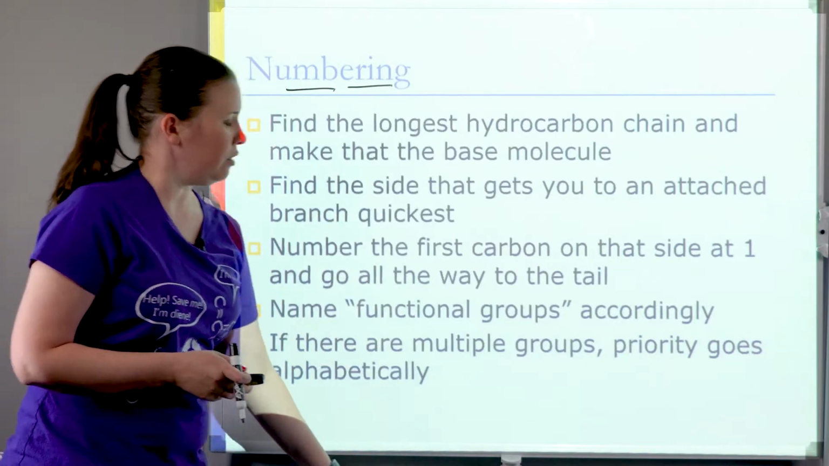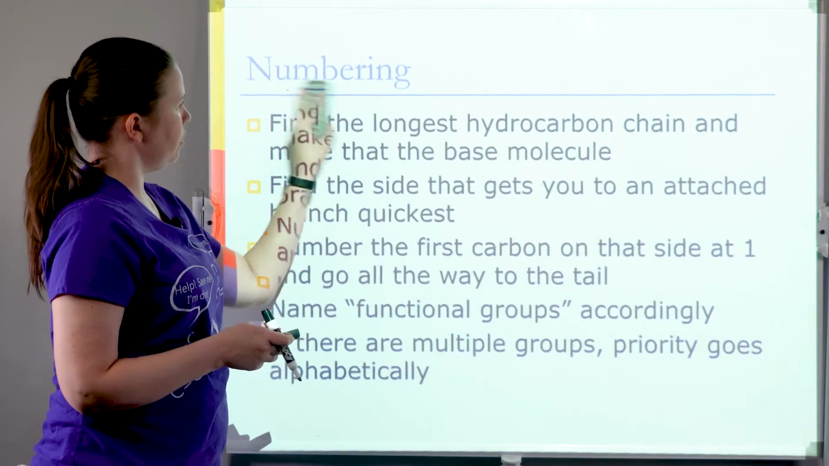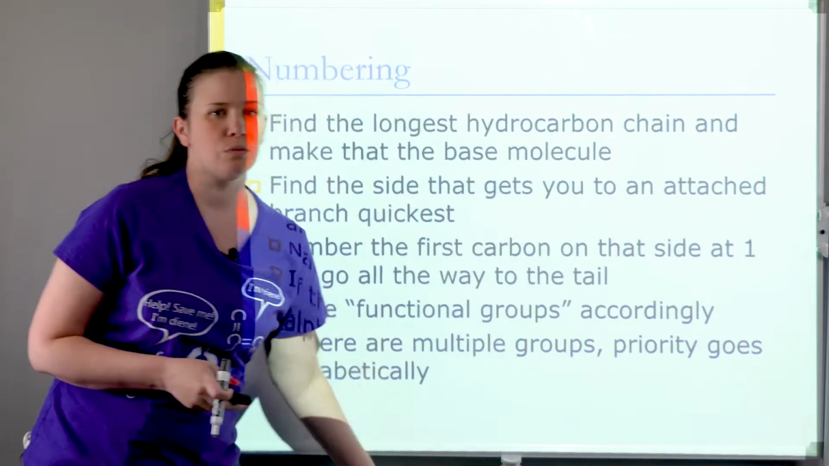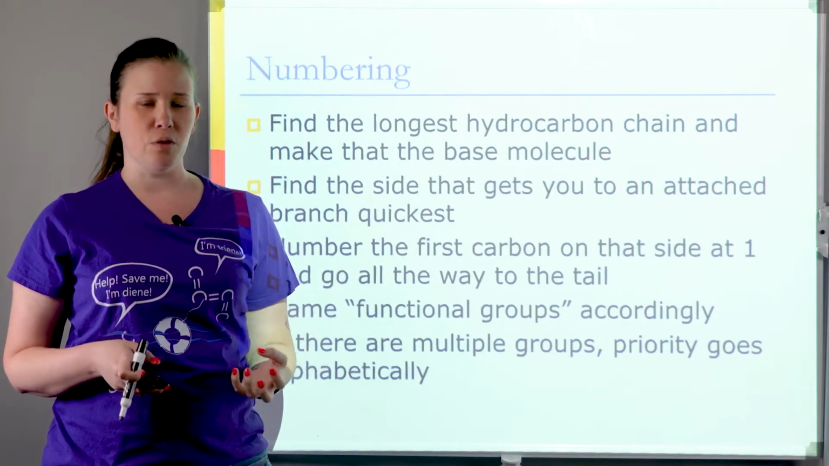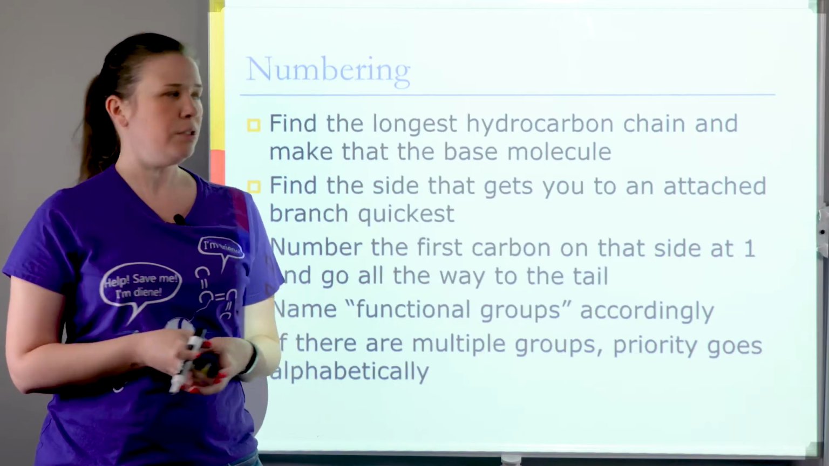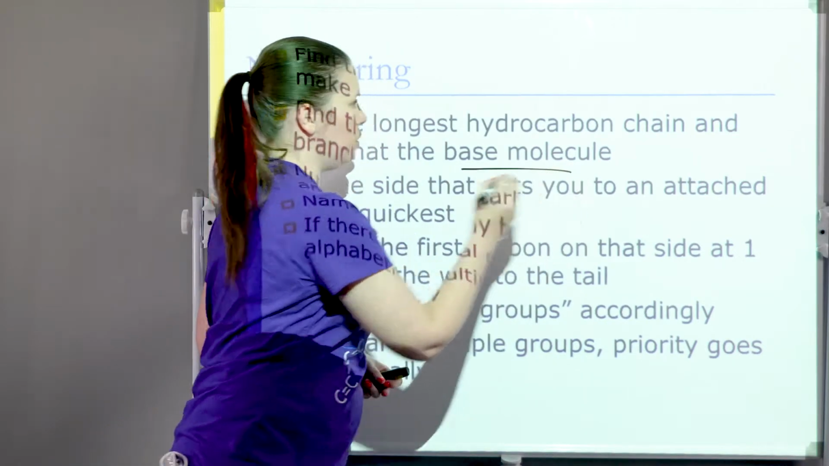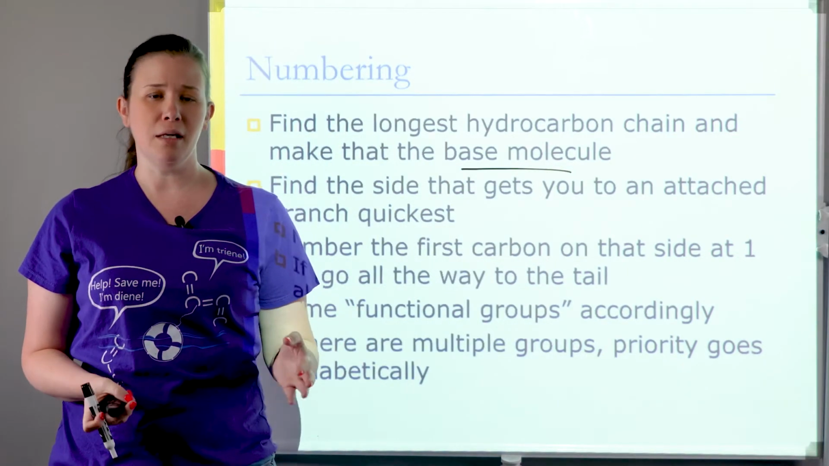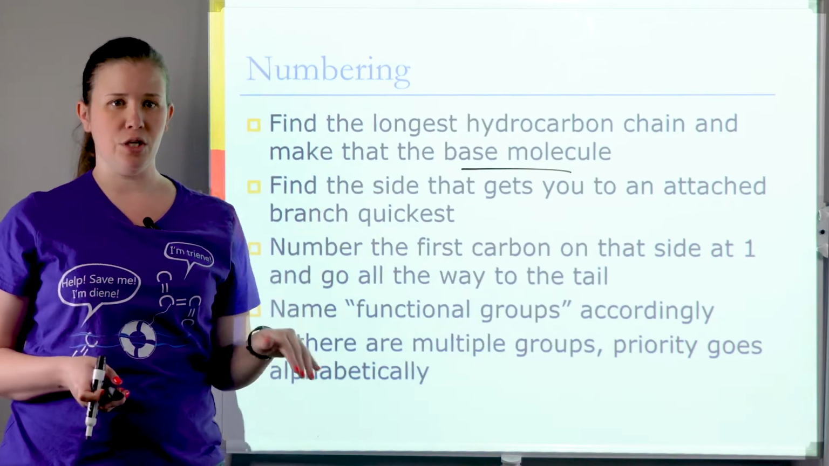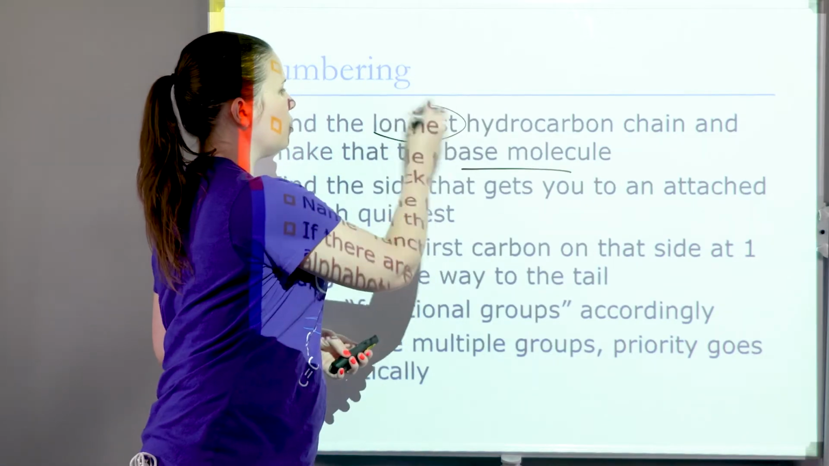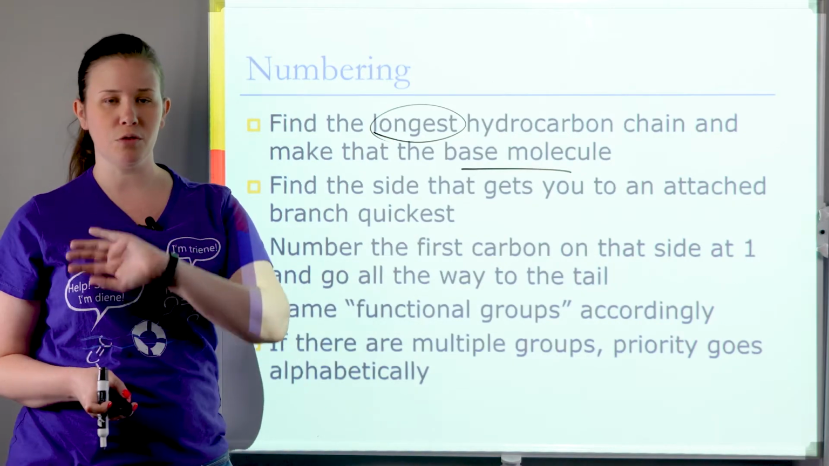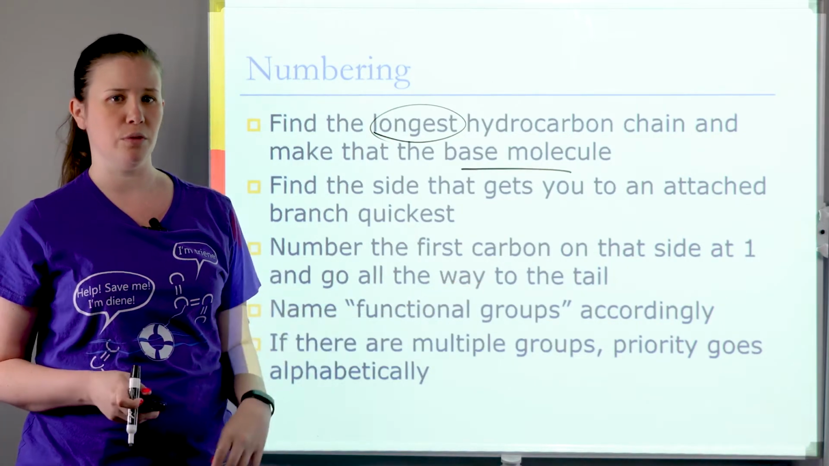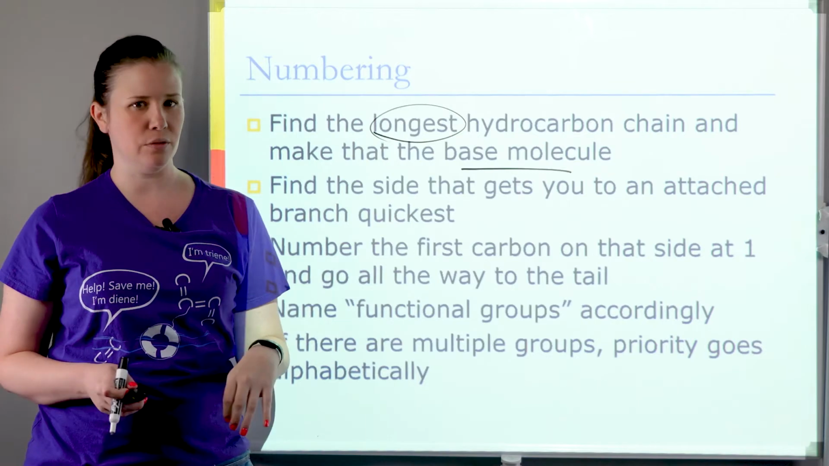But what if we introduce some branching? Well, first we need to go over the rules for how to number and name our branches. The first thing that you have to do when you have a branched molecule is find your base molecule. And that may not be what looks like the straight chain. It's always what's longest. So getting the most carbons in a row is the most important. That's going to be our base molecule.